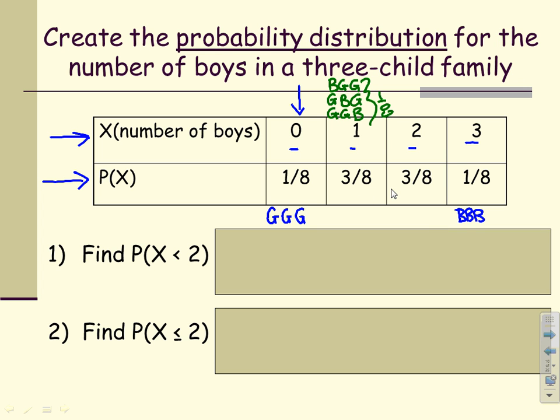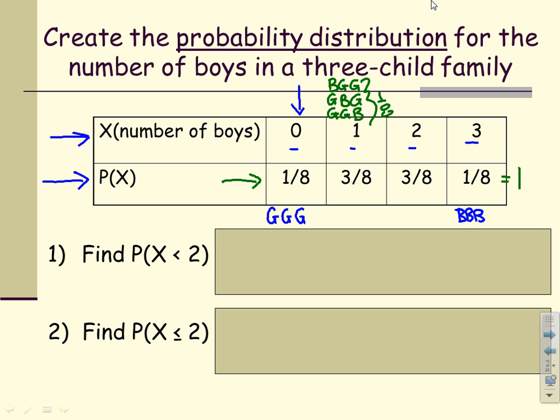Now that we have this probability distribution, we should first check, make sure that if we add up all of these probabilities here, they are going to equal 1, and 1/8 plus 3/8 plus 3/8 plus 1/8 is going to equal 1. So we have accounted for all possible outcomes there, which makes sense. You can't have 4 boys in a 3-child family. Now all we need to do is answer some questions about it.